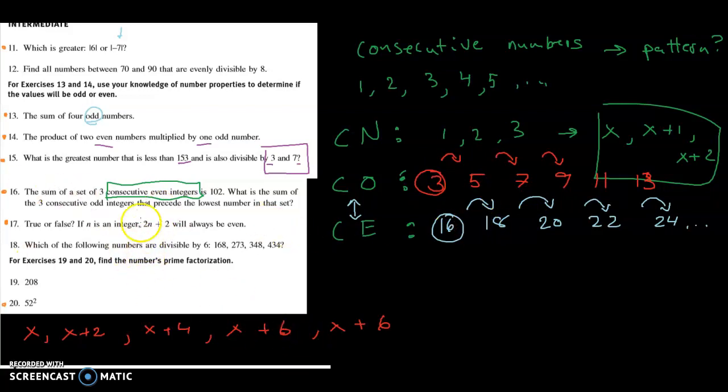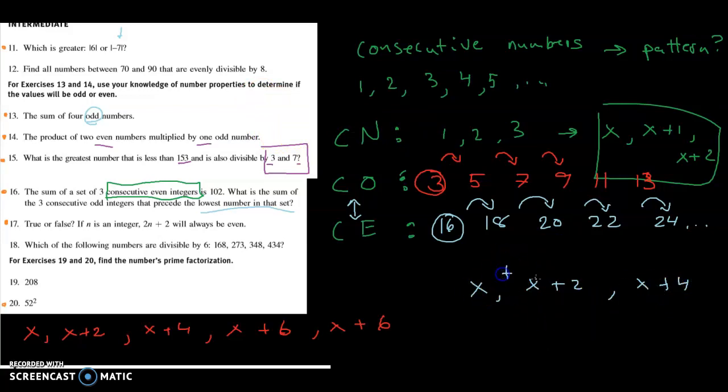So look at this one. Let's just try 16. I know this is getting really long. We might not get through 17 and 20, but I definitely want to work out 16. The sum of 3 consecutive even integers is 102. What is the sum of the 3 consecutive odd integers that precede the lowest number in that set? Let's figure out the lowest number. We have some unknown first integer, then the next one is 2 bigger, and the third one is 4 bigger.